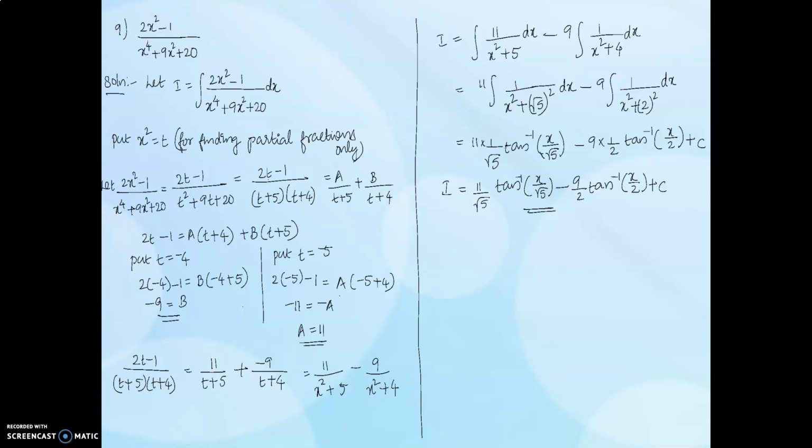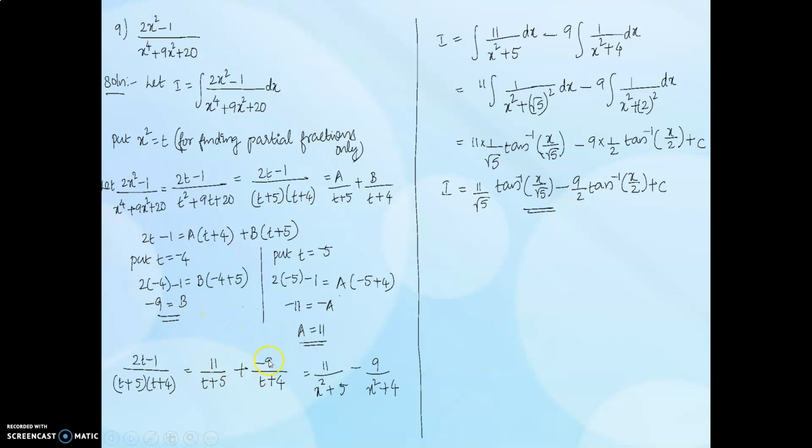Next question is 2x square minus 1 upon x raised to 4 plus 9x square plus 20. Here x square is equal to t, you can substitute. So this term will become 2t minus 1 upon t square plus 9t plus 20. Then factorizing, you will get t plus 5 into t plus 4. So a upon t plus 5 plus b upon t plus 4 you can write. 2t minus 1 is equal to a into t plus 4 plus b into t plus 5. Now you can put t is equal to minus 4 and t is equal to minus 5. You will get b is equal to minus 9 and a equal to 11.